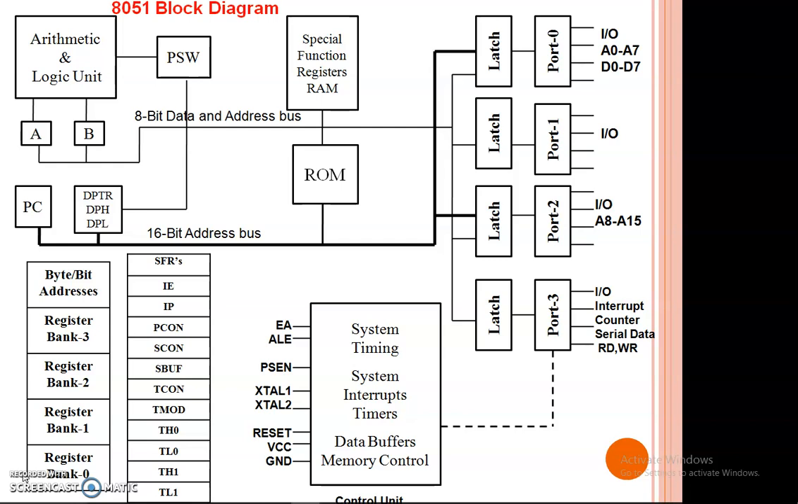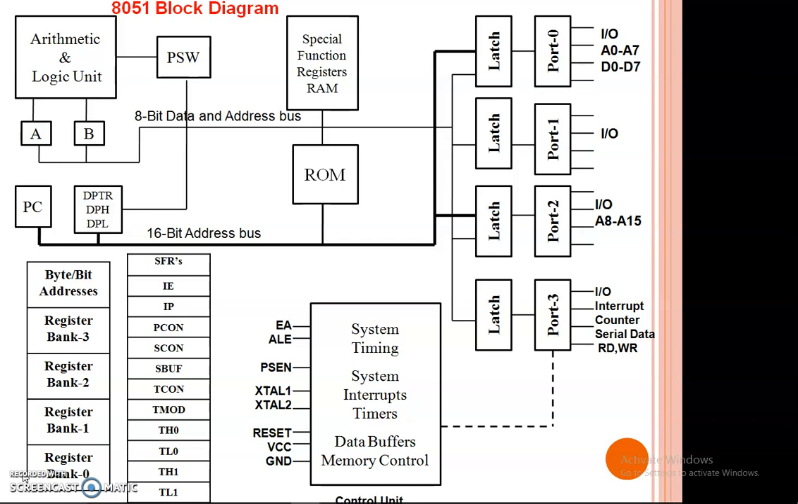Next part is internal RAM. 8051 has 128 bytes of RAM. General purpose registers and special function registers are present in this internal RAM only. Next one is ROM. 8051 has 4K ROM, which is used to store programs and data. And next one is PSW, program status word. It has different flags to show the status of the instruction execution.